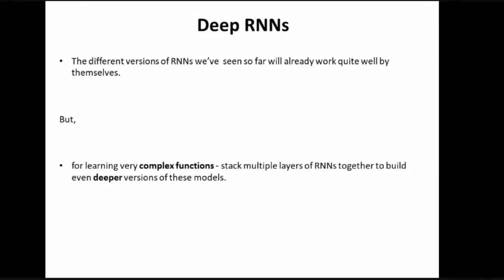Deep RNNs. So far, we have looked at different versions of RNNs, right? Right from a simple recurrent neural network, then we looked into bidirectional RNN, and then we looked into LSTM, long short-term memory. And then we have also looked into encoder decoder sequence to sequence model, isn't it?